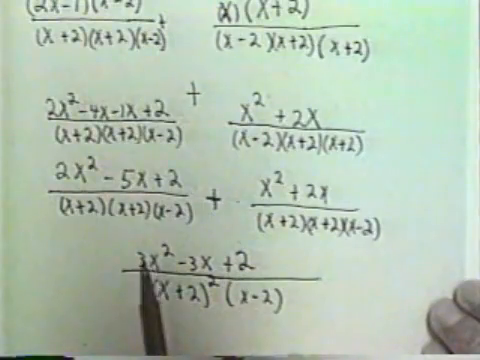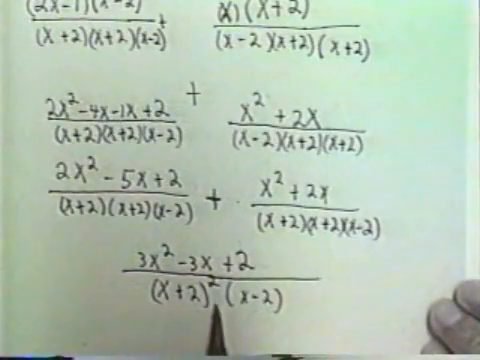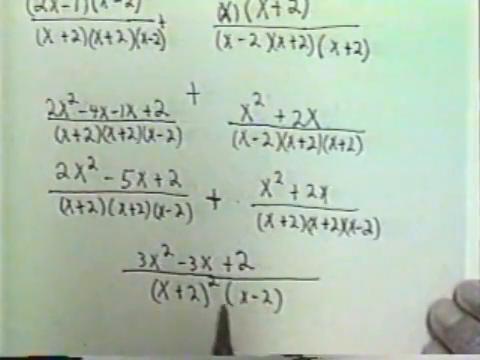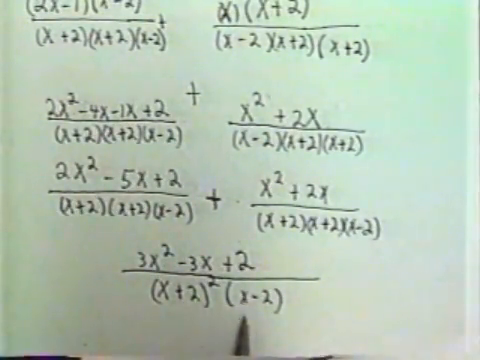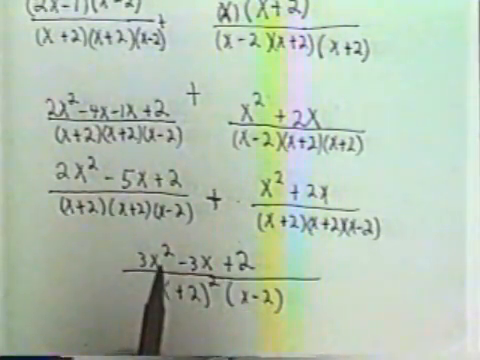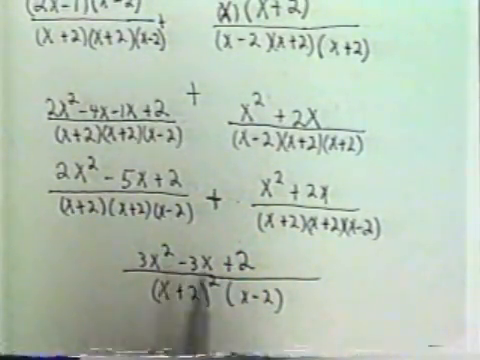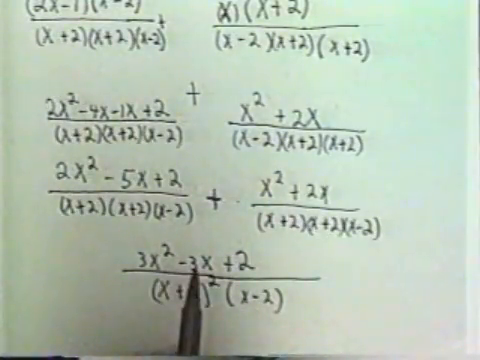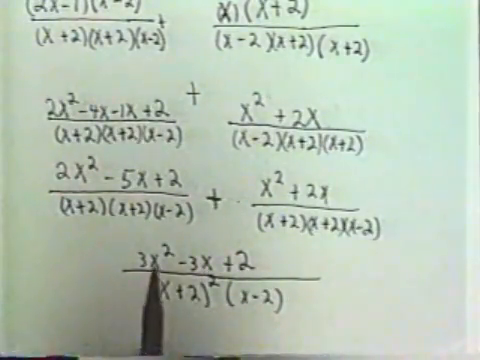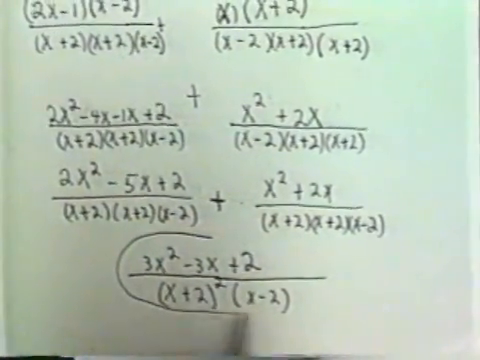Now I need to see if 3x squared minus 3x plus 2 over x plus 2 quantity squared times x minus 2 can be reduced. If I can factor 3x squared minus 3x plus 2, then it may be possible to reduce the fraction. A few minutes of examining 3x squared minus 3x plus 2 using trial and error factoring should convince you that it is prime and cannot be factored. Now if it cannot be factored, then the fraction cannot be reduced, so we have our answer.